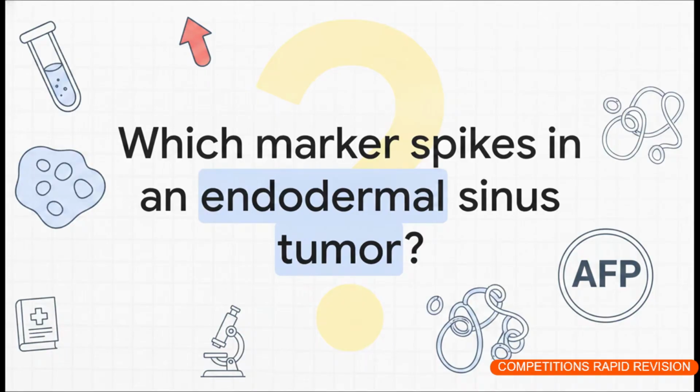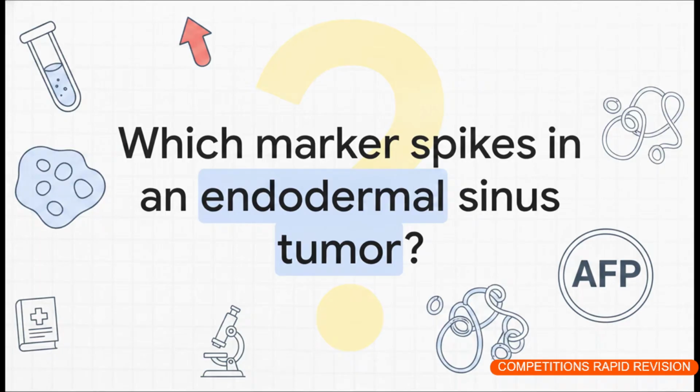Okay, let's wrap this explainer up by testing your pattern recognition with one final clinical vignette. A 27-year-old man presents with a solid cystic testicular mass. Histology reveals an endodermal sinus tumor, which, remember, is just another name for a yolk sac tumor. Based on what we just covered, which specific tumor marker is spiking in his blood right now? Give it a second. If you immediately thought of AFP, you nailed it.